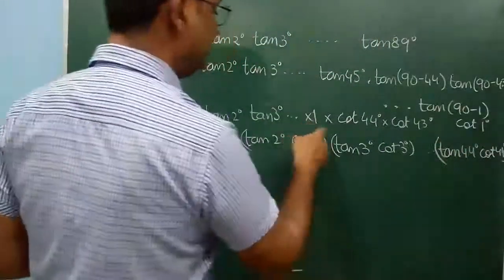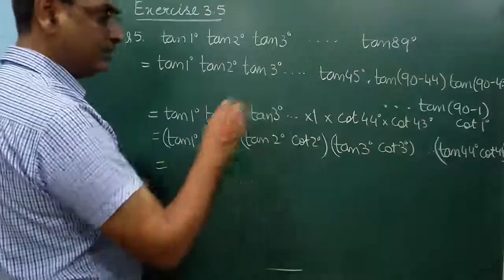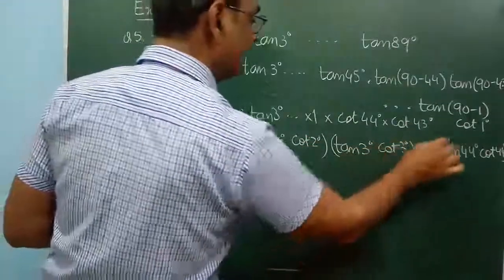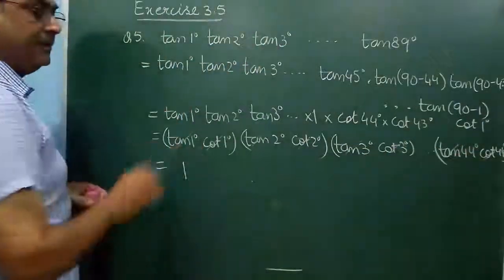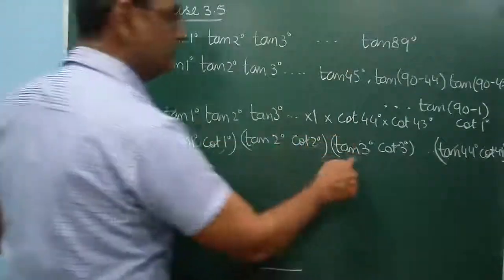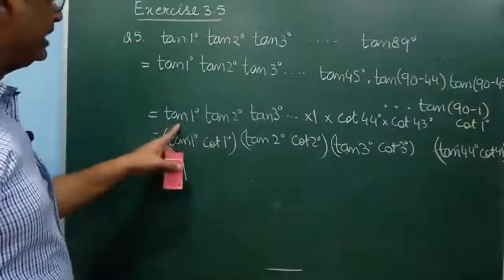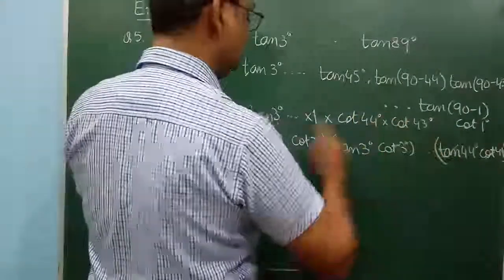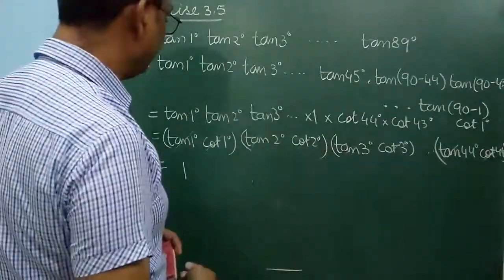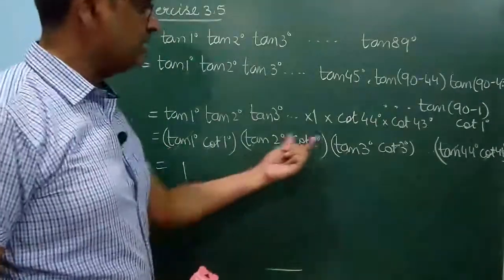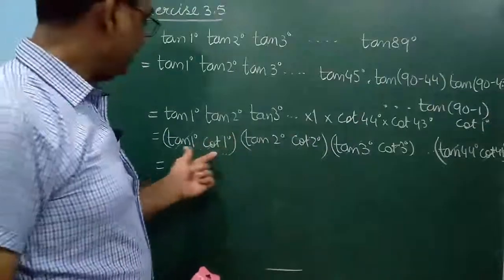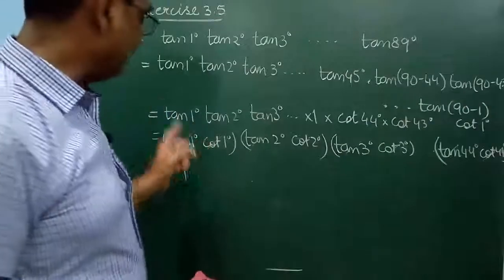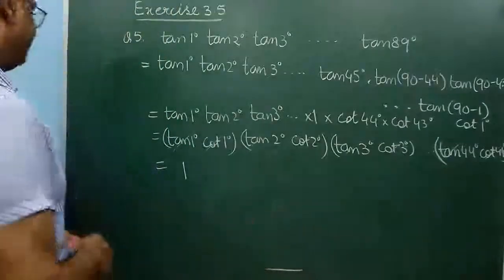Now 1 into anything is the same number, so we are not considering 1 here, and these all will be getting cancelled. So what will the answer be? The answer will be 1, because 1 into 1 into 1 into 1. We are getting pairs: first and last, second and second last, third and third last, and like this we keep on doing it, and we get the combinations of tan and cot. Tan and cot are reciprocal to each other, angles are same, all will be getting cancelled and the answer will be 1.